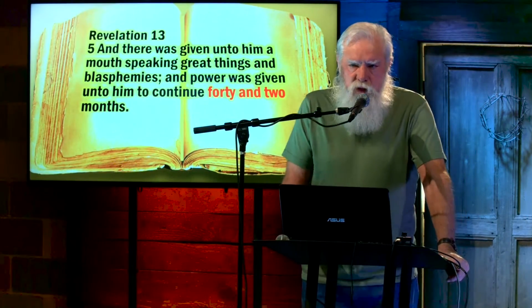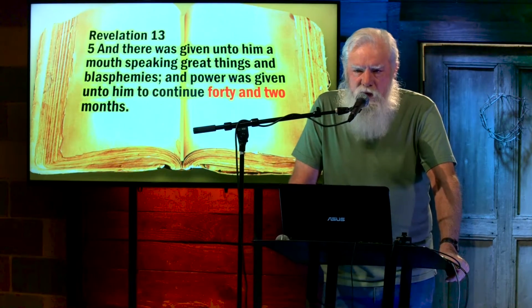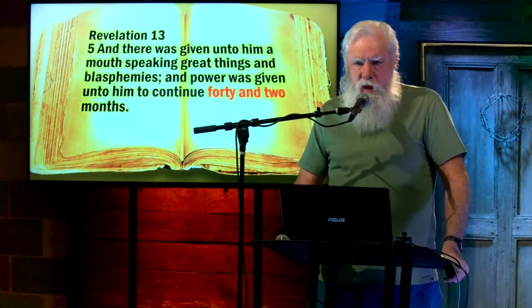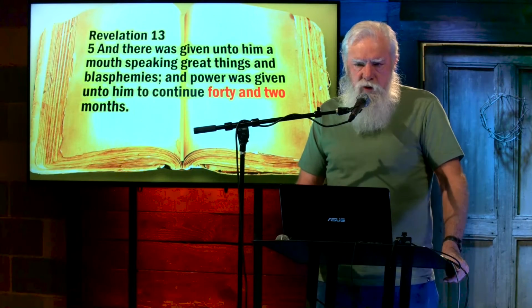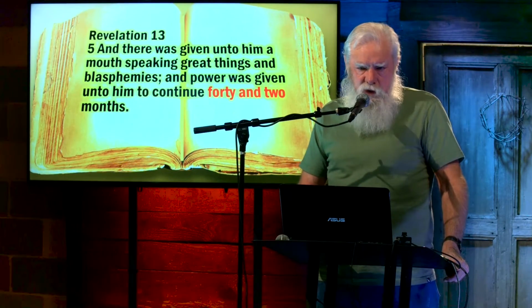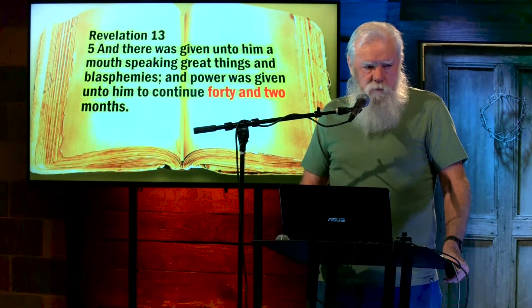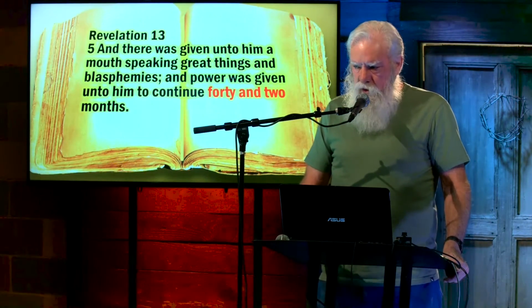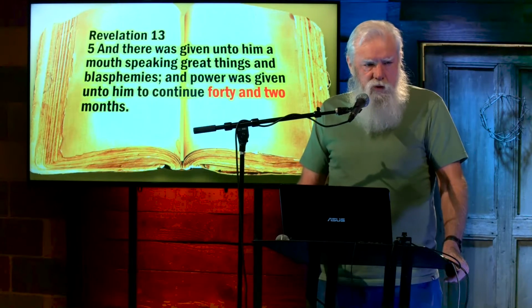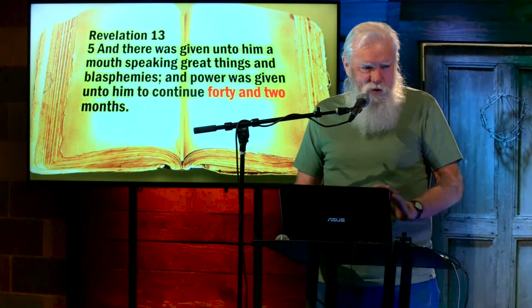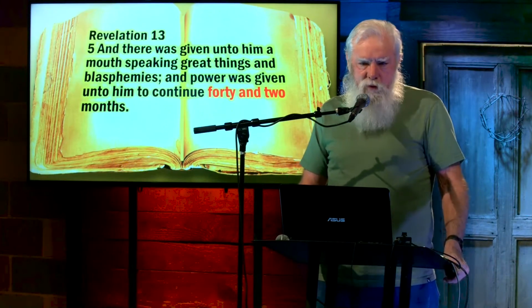And here's the last one. "There was given unto him a mouth speaking great things and blasphemies, and power was given unto him to continue 42 months." That's Antichrist. He continues in killing off a great portion of the world's population, and he has 42 months to do it. Can you see how that 42 just across the board is terminal judgment?